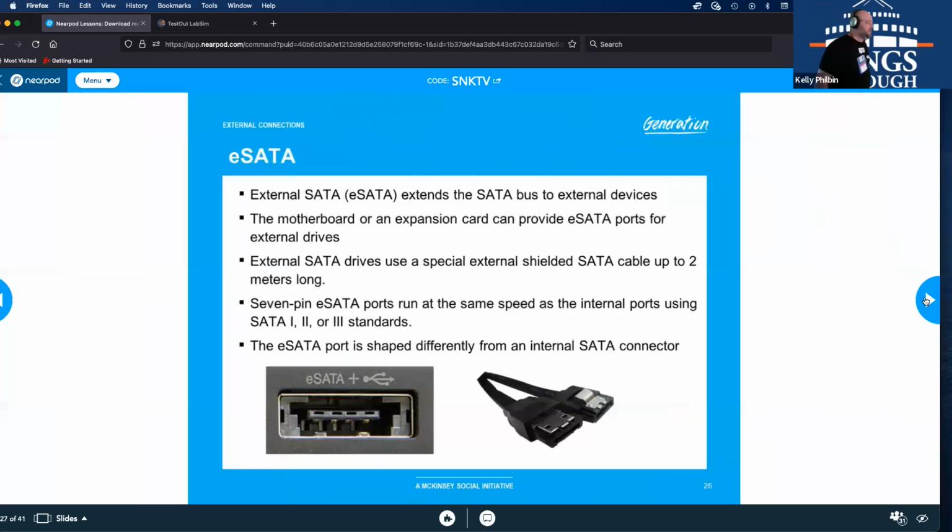All right. eSATA. External, same as internal SATA, but to be used outside the computer. As you see, the connector looks a little bit different here, so it has a pretty different shape. Some of the connectors, as you see where it says eSATA plus USB, mean you can even use this as a USB connector if you so choose, or an eSATA connector. So it's a multifunction port.